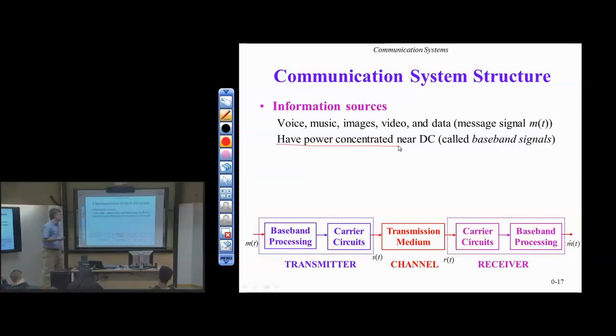If you look at the frequency content of these signals, the primary frequency content is near DC, which is zero frequency. We call these baseband signals, as opposed to bandpass signals. I'll draw an example. But here's an example.